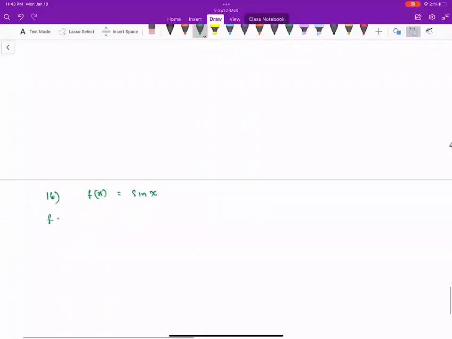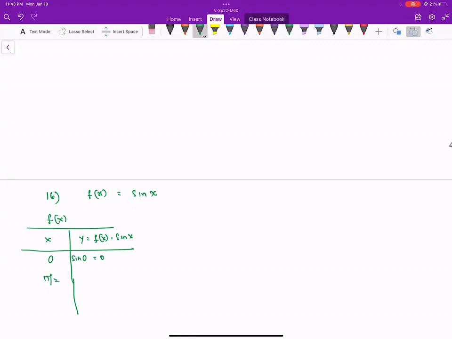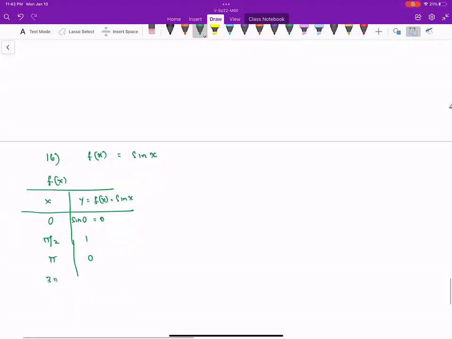So we know that for f of x, if I write x and y, I'll notice that sine 0 is equal to 0. Then at pi by 2, it becomes 1. Then at pi, it becomes 0. At 3 pi by 2, it becomes negative 1. At 2 pi, it is equal to 0.